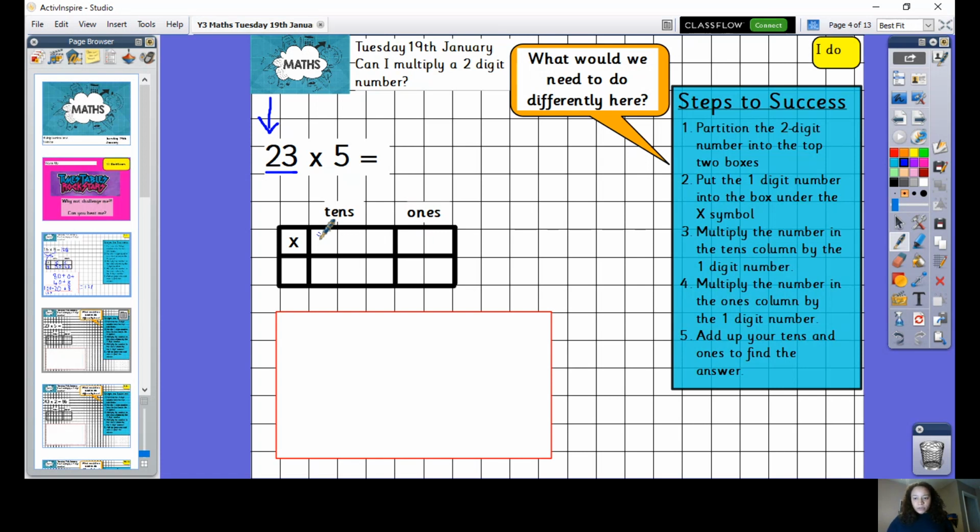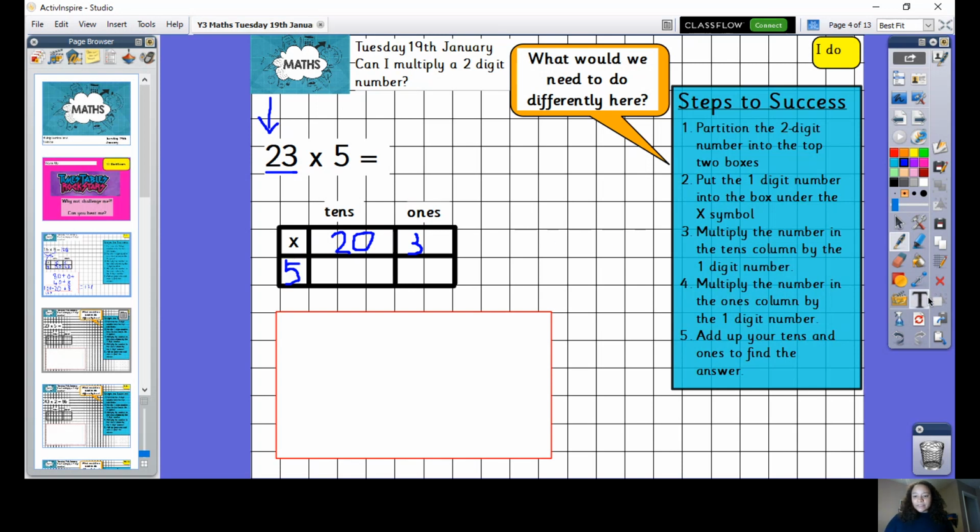So the first thing I'm going to do is partition the 2-digit number into the top 2 boxes like I did before. So this time, instead of just having 10 here, I've actually got 20 because there's 2 10s. There we go. And then in my ones box, I've got 3 1s. And my 5 does exactly the same as it would have done before. It comes down here into this box.